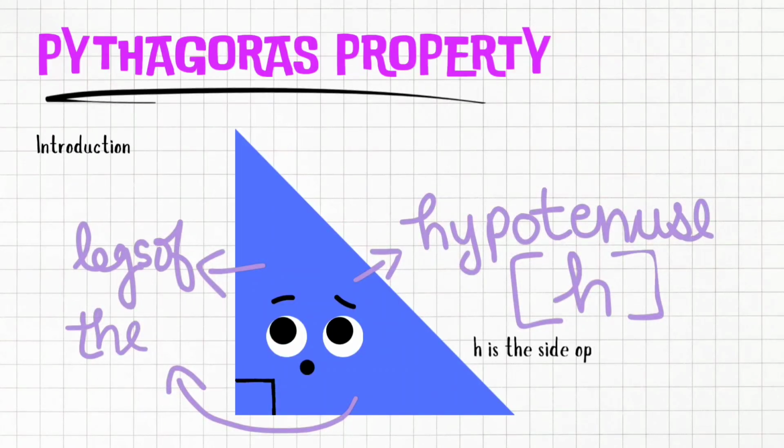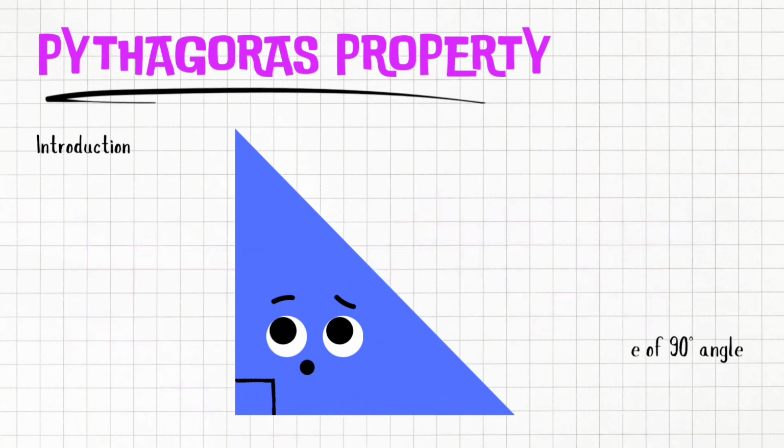Pythagoras property. This property only applies for right-angled triangle. The side that is opposite to the right angle is your hypotenuse. You can mark hypotenuse using the letter H. Then the other two sides of your right-angled triangle are known as the legs of the triangle. This you can either mark as A or B.